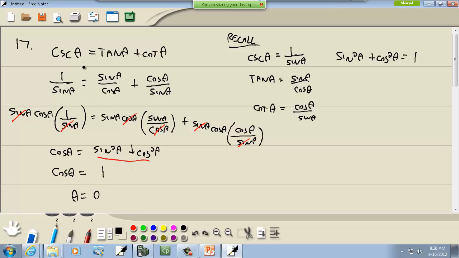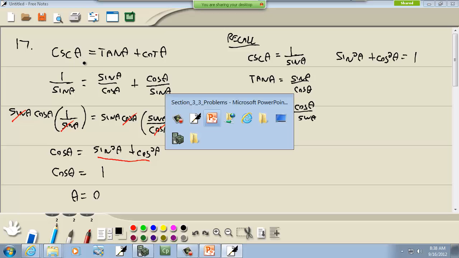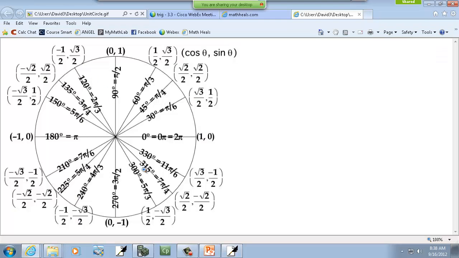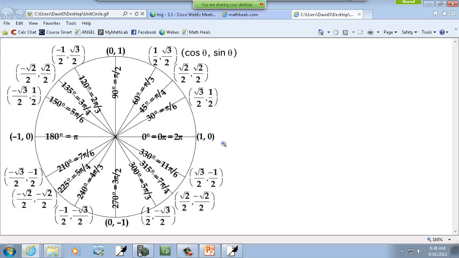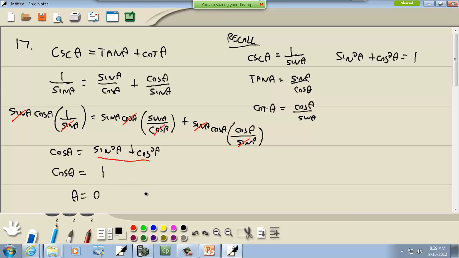Remember, we have to check our answers. If I look at my unit circle, it's an easy way to see it. So it's 0. Okay, cosecant is 1 over y. Well, y is 0 here, so we'd have 1 over 0, so that's undefined. So that's no solution.